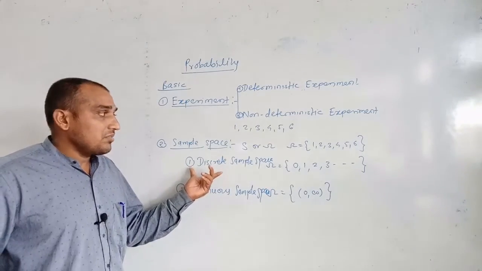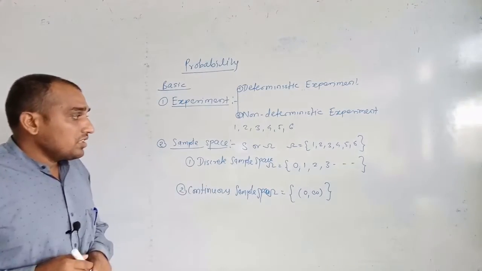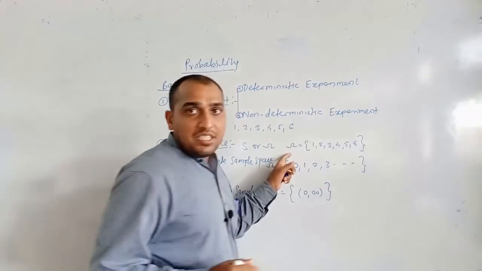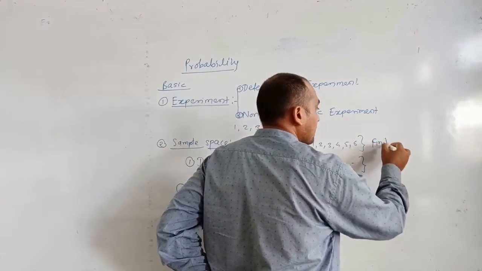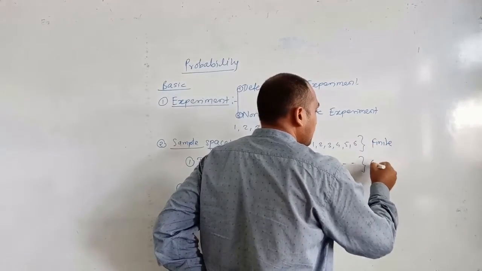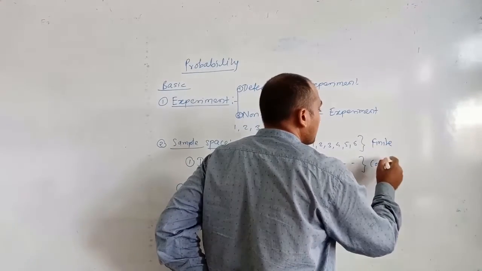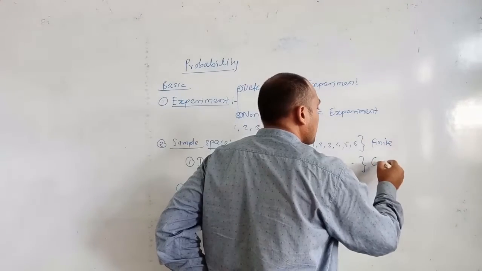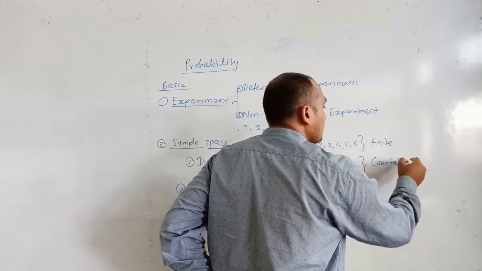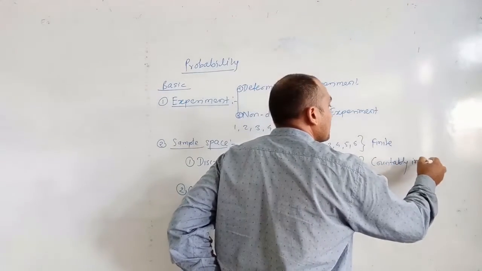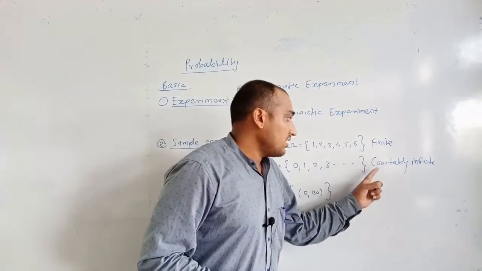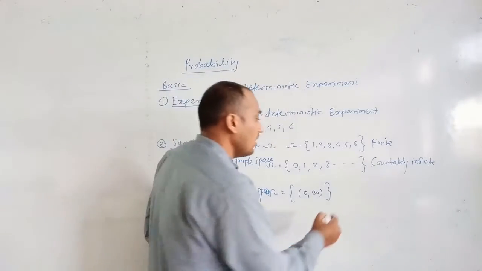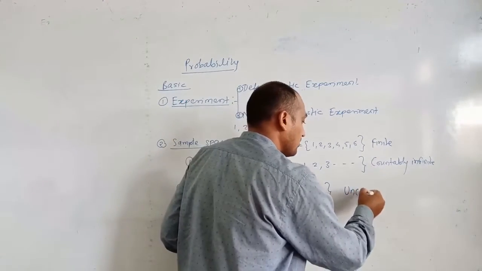What is meant by a discrete sample space? If you see here, the number of elements in this sample space are finite, and here countably infinite. These are finite, these are countably infinite, and these are uncountably infinite.